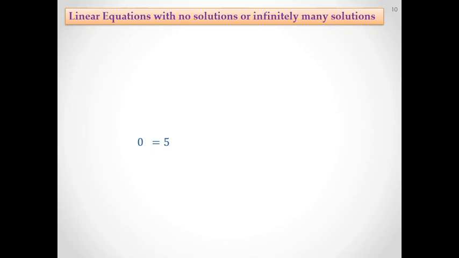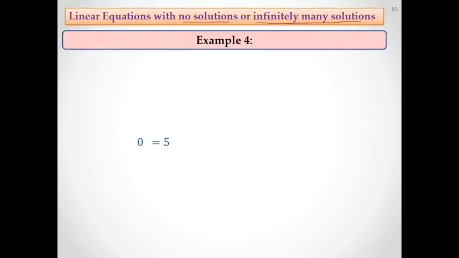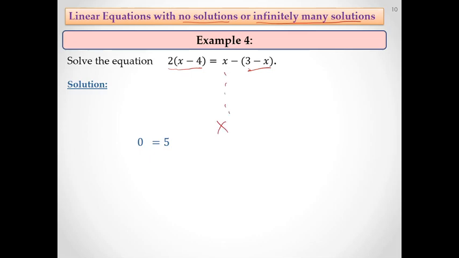Now, some linear equations have no solutions, and some of them have infinitely many solutions. Let's see which types of equations have these properties. Solve the equation 2 times (x minus 4) is equal to x minus 3 minus x. Okay, the usual: we will try to get x equal to something, and let's try.